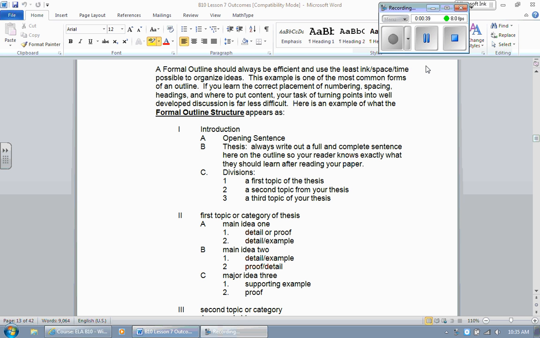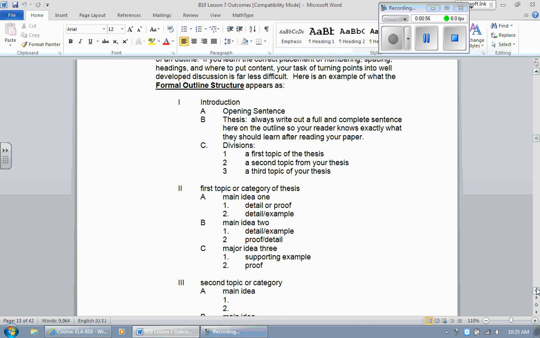If you learn the correct placement of numbering, spacing, heading, and where to write complete sentences and where not to, the task of turning all the stuff on the outline into paragraphs is far less challenging. So here's an example of what the structure itself looks like.